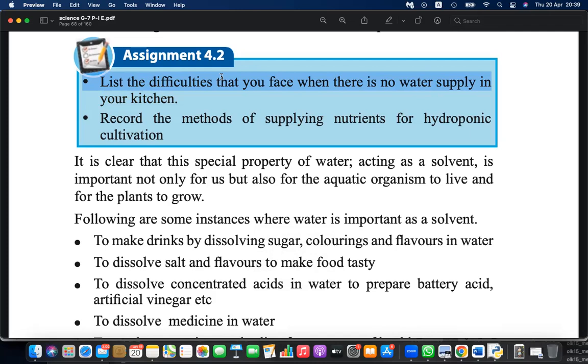What else? Dishwash problem is one thing. I can't wash dishes. Can't prepare some foods. Yes, food preparation is difficult. Some foods, almost any food, right?